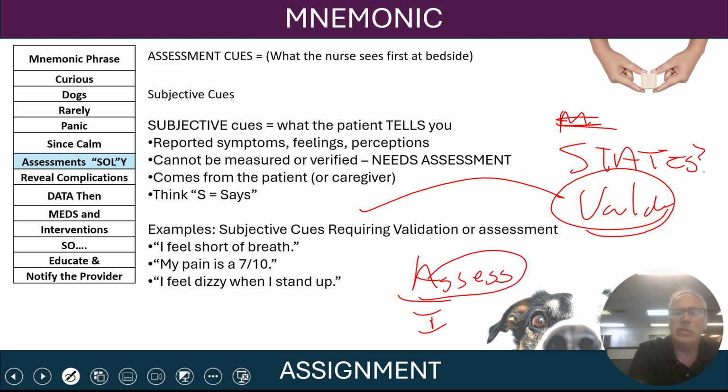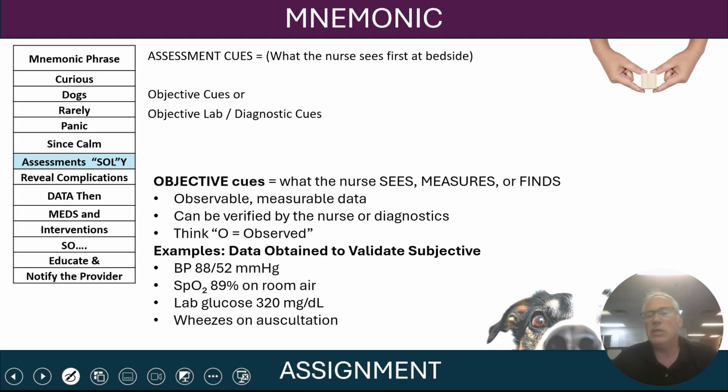All right, so if a patient's stating they're short of breath, what are we going to do? We'll assess their lung sounds. Or if they have pain, we're going to look at their heart rate. We're going to see where that pain is coming from. Well, if they feel dizzy when they stand up, we might assess their blood pressure. So it's important to know these subjective cues because it's going to identify each one of these types of conditions that we have. The next one is the objective cues.